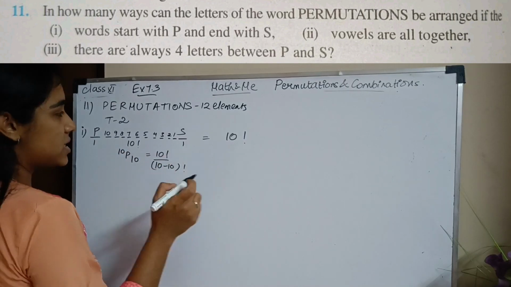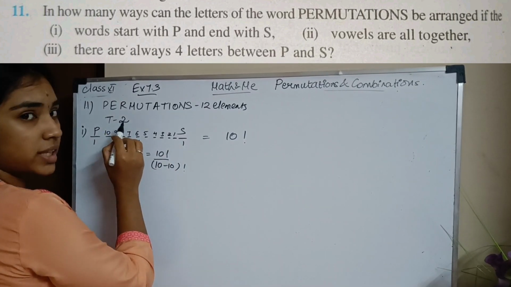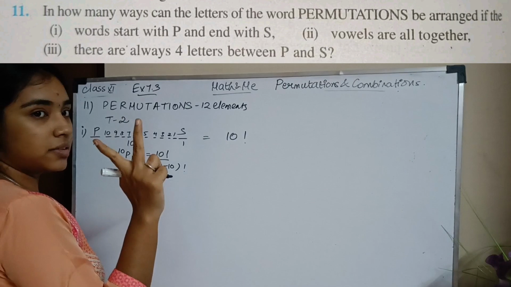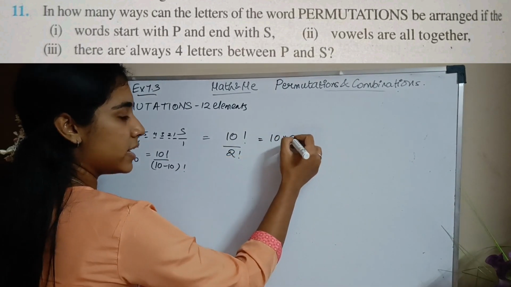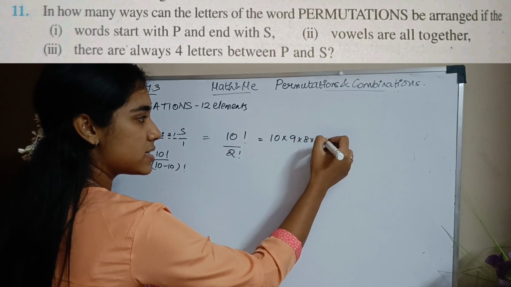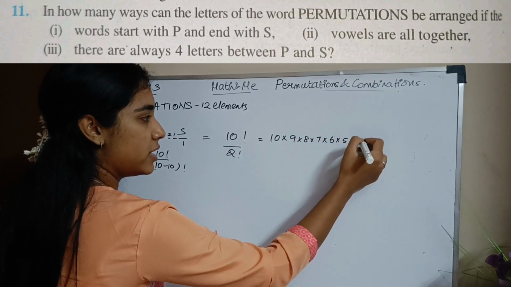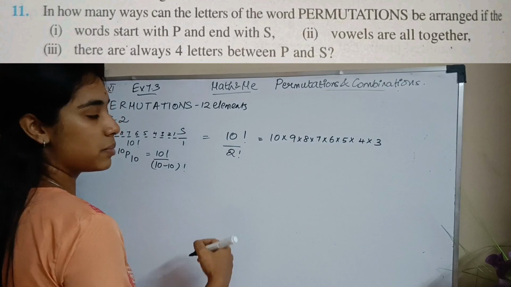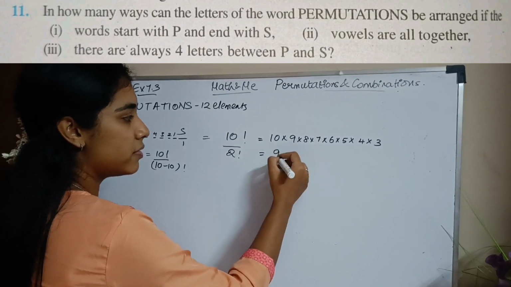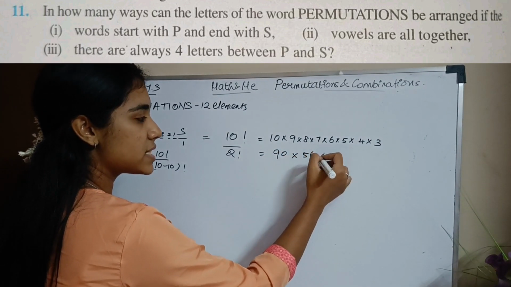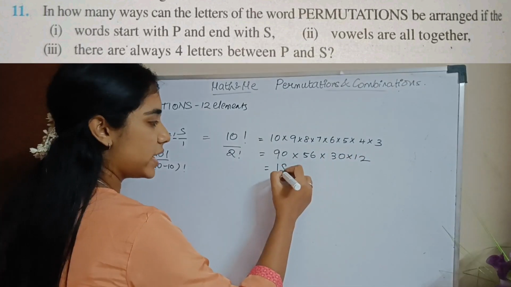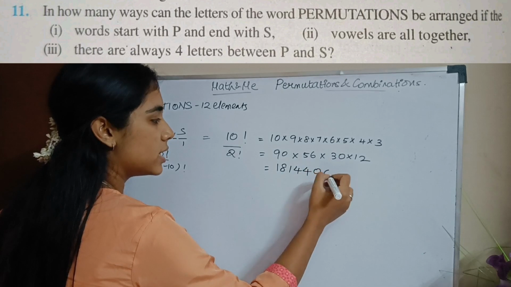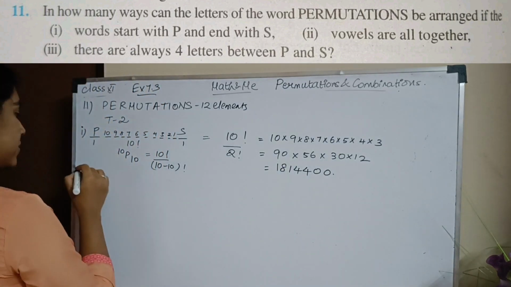But you have to take into consideration the 2 factorial, since T has come twice. So divided by 2 factorial. I'll be left with 10, 9, 8, 7, 6, 5, 4, 3 divided by 2 factorial, 2 factorial. So I have 90, 8 7s are 56, 6 5s are 30, 4 3s are 12. So I have 1,814,400 ways of representing.